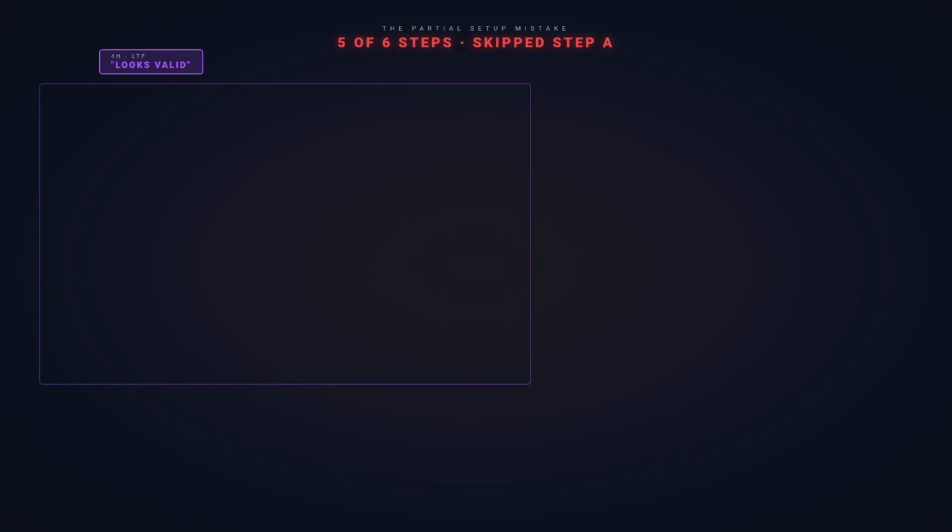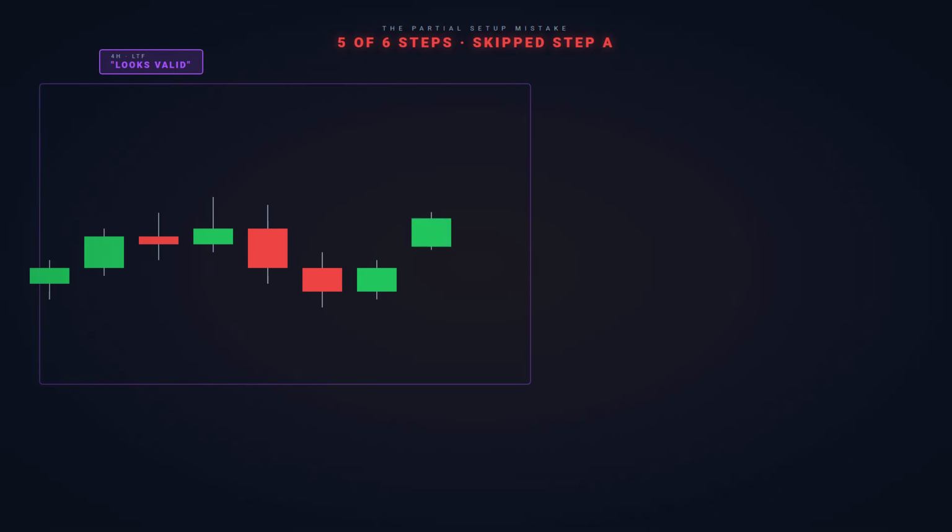Now let's look at the partial setup, because this is what happens when traders take 5 of the 6 steps and skip the first one. Same chart, different section. Here's a lower high on the 4-hour. Price sweeps above it, rejects, returns to a clean OB, and there's a valid FVG nested inside it. The setup looks identical to what we just walked through. OB is real, FVG is real, the 50% level is precise.